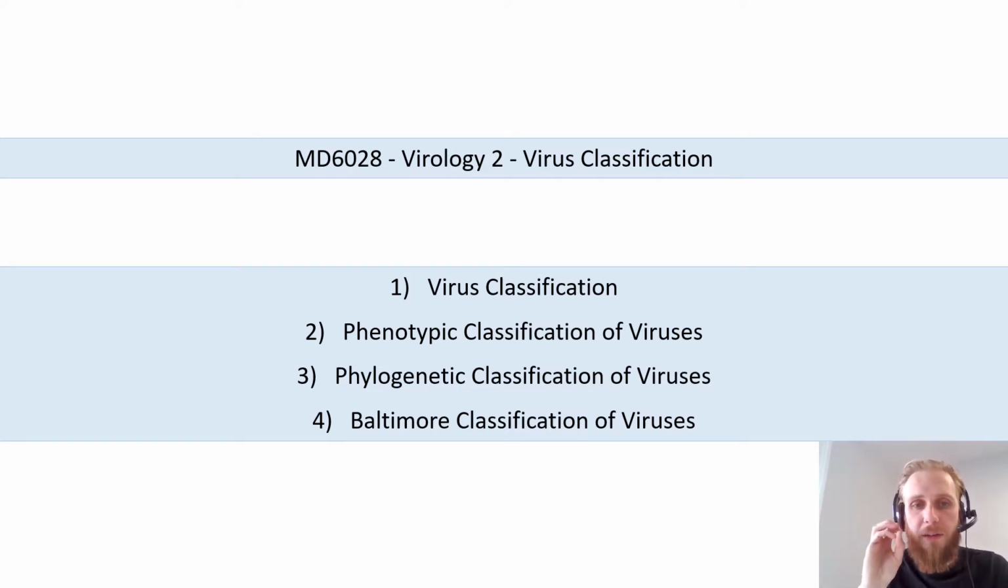Phenotypic classification and phylogenetic classification, you may be able to, just from the names, figure out the type of classification systems we're talking about. Baltimore classification system, this is something really specific. It's named after a person. So again, don't worry if you're not aware of any of these systems. We're going to talk through them today, and that's what we're going to focus on in the lecture.